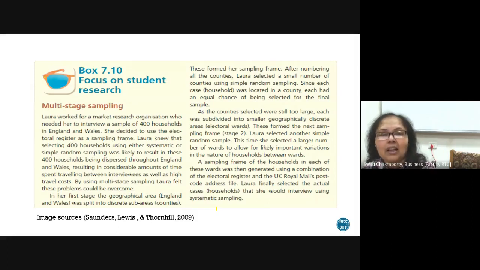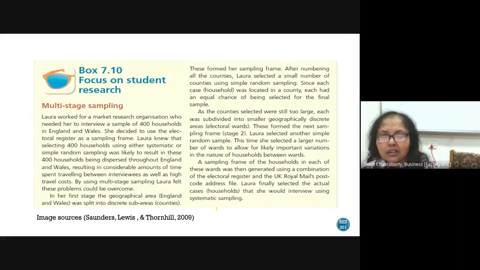Laura worked for a market research organization and needed to interview a sample of 400 households in England and Wales. She decided to use the electoral register as a sampling frame. She knew that selecting 400 households using either systematic or simple random sampling was likely to result in these 400 households being dispersed throughout England and Wales, which would result in considerable time spent traveling between interviews as well as high travel cost. By using multi-stage sampling, Laura felt that these problems could be overcome.